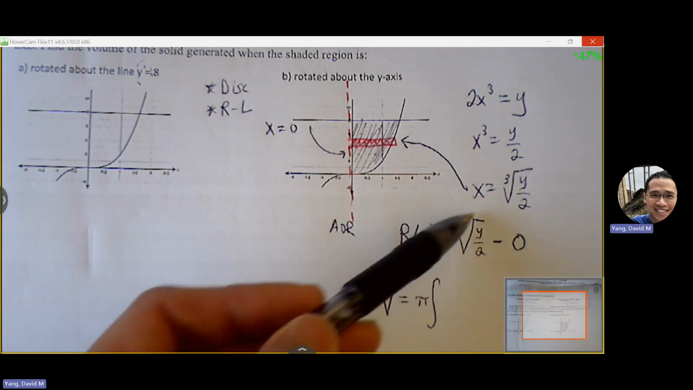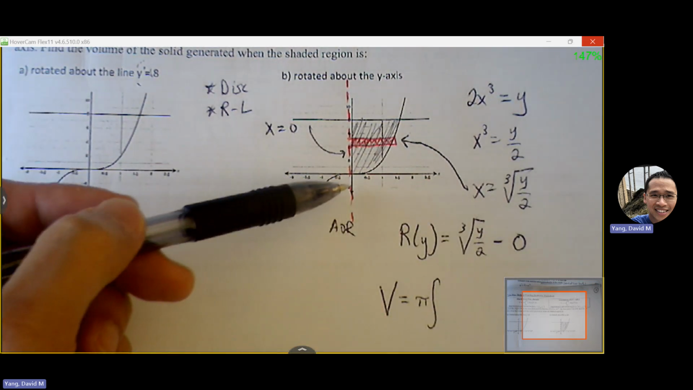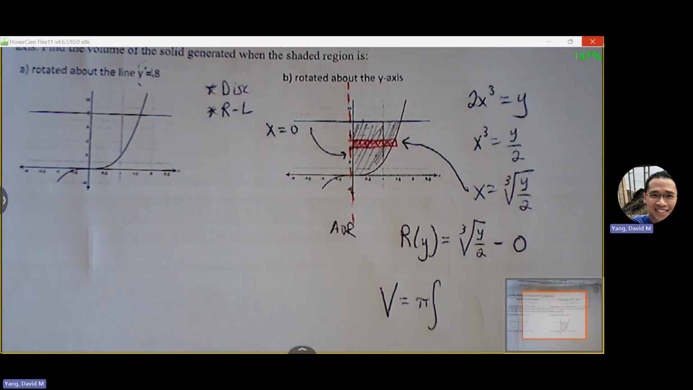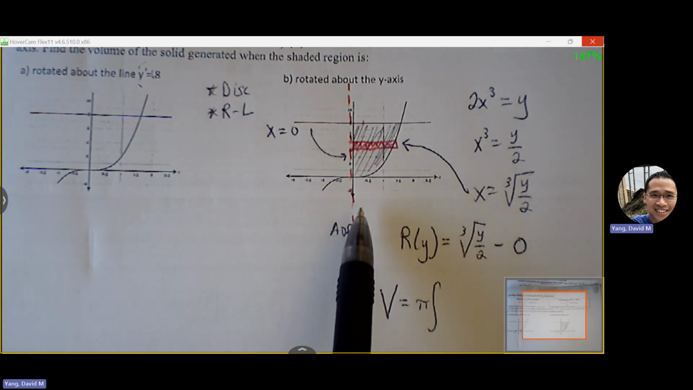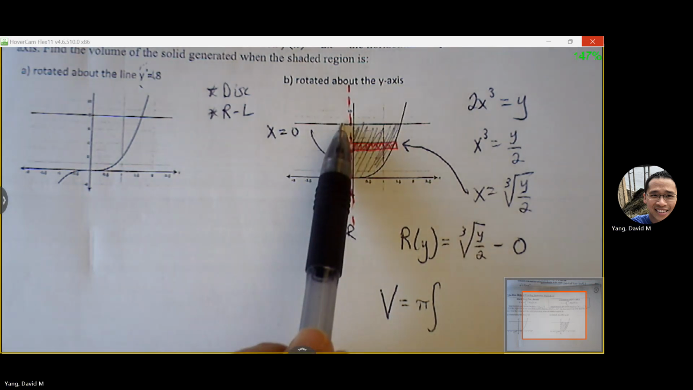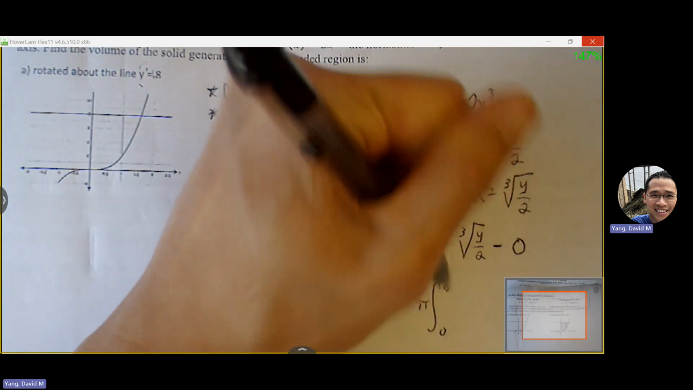Our bounds, right? If everything that we have is in terms of y, our bounds are also in terms of y. We want to go from the lowest to the highest y value. Sometimes you have to set equations equal to each other. Other times you can just look at the graph and tell. I think this one we can just tell what's the lowest y value of the shaded region. Okay, highest y value. 8, yeah. So go from 0 to 8.